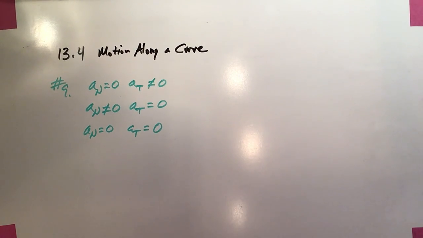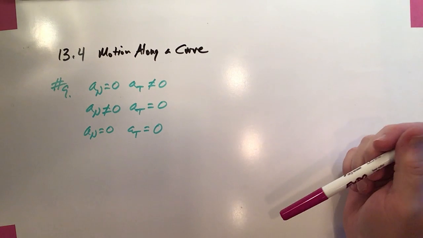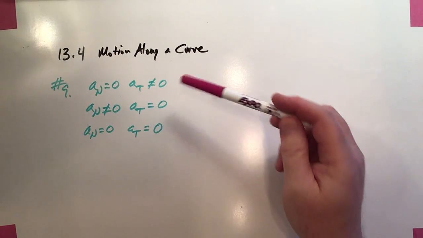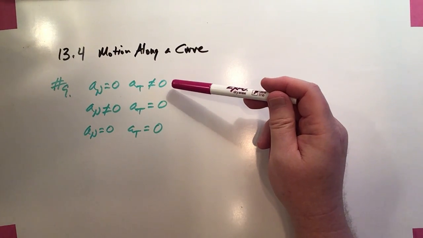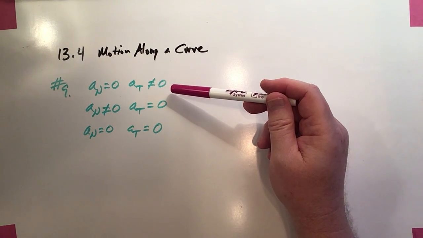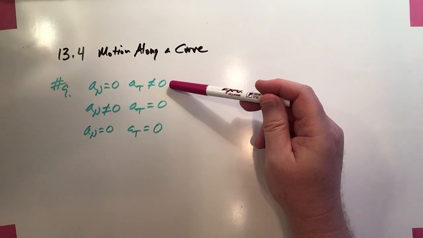This is section 13.4, motion along a curve. And question number 9 asks us to be a little bit creative. It's providing us with 3 scenarios and it wants us to describe what this would look like from a motion standpoint. On the first one, we have to imagine a scenario within which the normal acceleration is 0, and yet the tangential acceleration is not 0.